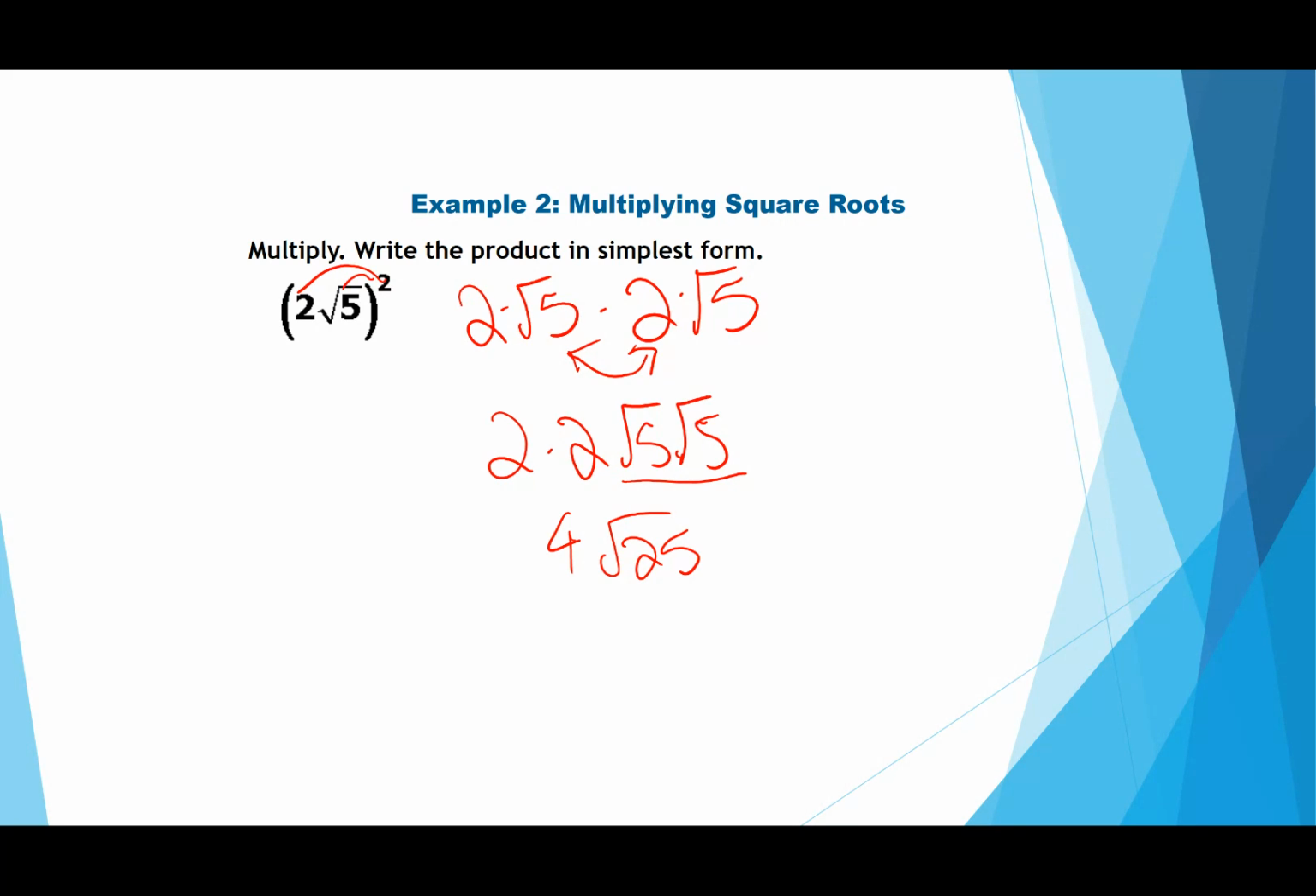And thankfully, 25, although it's not simplified, is very easy to simplify because it's a perfect square, right? Square root of 25 is just 5. So we have 4 times 5. So the answer here is 20.